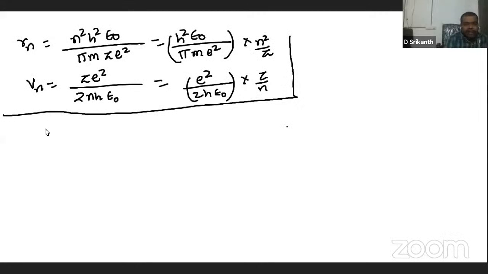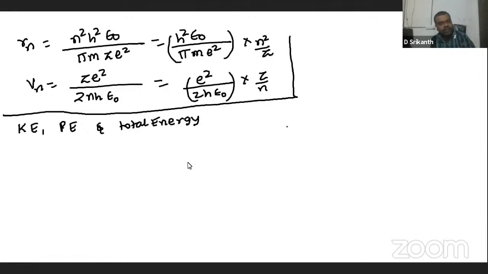After the radius and velocity of the electron in the nth orbit, we need to find the kinetic energy, potential energy, and total energy. With respect to this total energy, we have the hydrogen spectrum. So kinetic energy we can write as half mv square, where m is the mass of the electron and v is the velocity of the electron in the nth orbit.